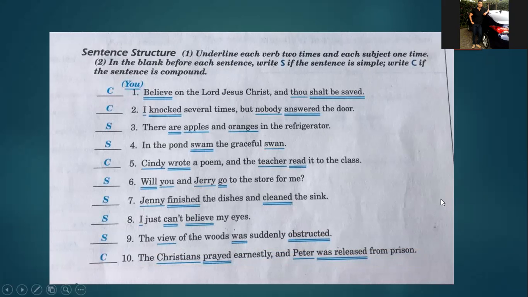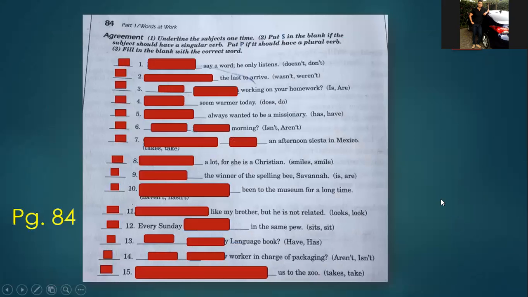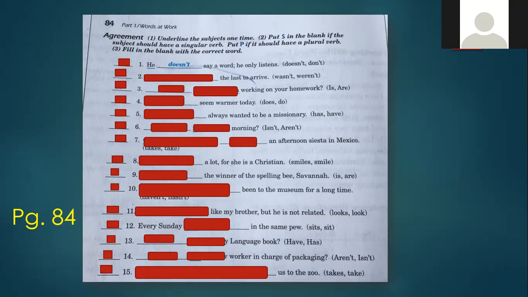Let's continue. Okay, here we need to hurry up. So we need to underline the subject one time. Write an S in the blank if the subject should have a singular verb. Okay, most of you finished this part, but let's check it out. Number one would be like this. He doesn't is the correct form in this case. So is it plural? What do we need to write here? Singular. Yes, he's talking about third person.